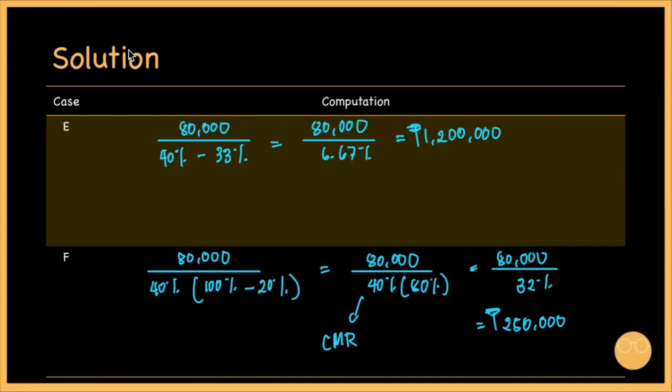So where did we get the 80%? That is the 100% before profit less 20%, which is our given. So we have 80,000 divided by 32%. Our answer for this one, the break-even point in terms of amount, is 250,000 pesos.